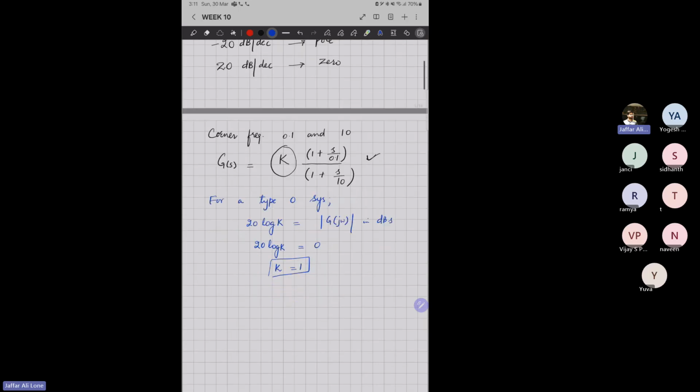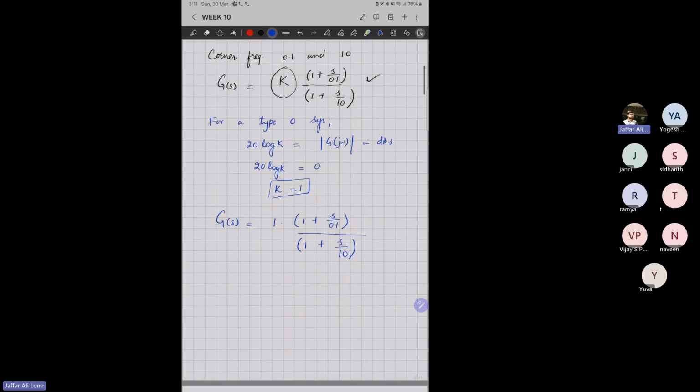Then what we get is G of s equal to 1 into (1 plus s divided by 0.1) divided by (1 plus s divided by 10), right? So this is my time constant form of the transfer function. This is the required transfer function. Or I can also write it in this form.